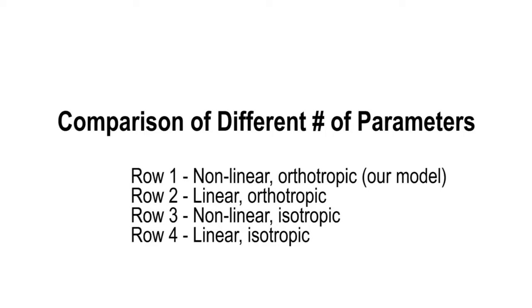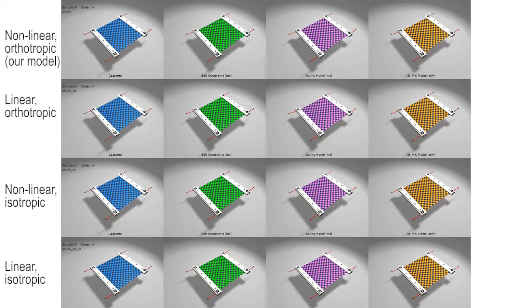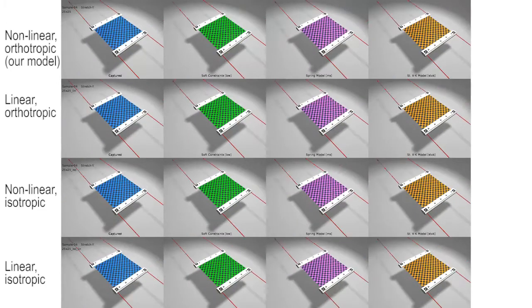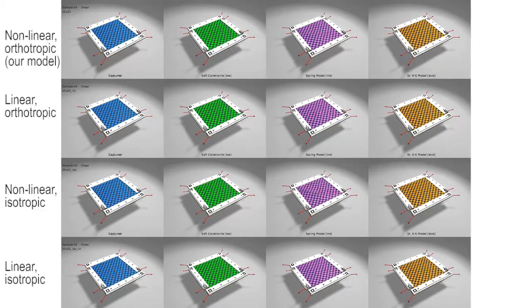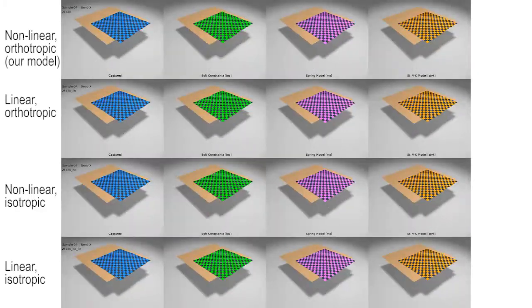Finally, we provide a comparison of fits and prediction results while varying the number of model parameters. In this matrix of simulations, the top row corresponds to the nonlinear orthotropic parameter model that we've presented so far. The second row is a linear variant, the third row is an isotropic variant, and the fourth row is both linear and isotropic, representing the smallest number of parameters.